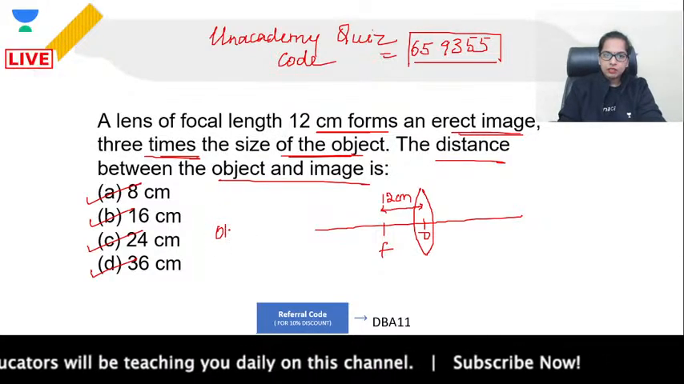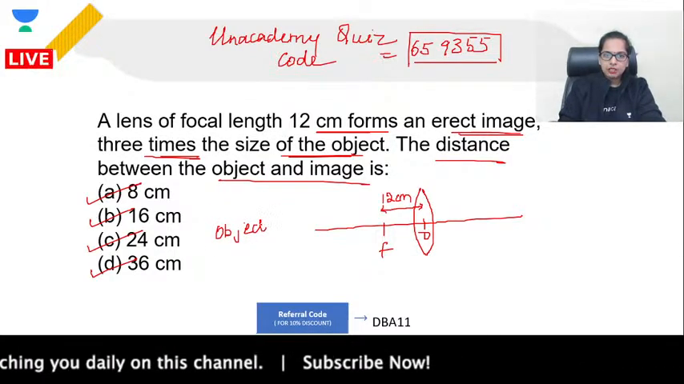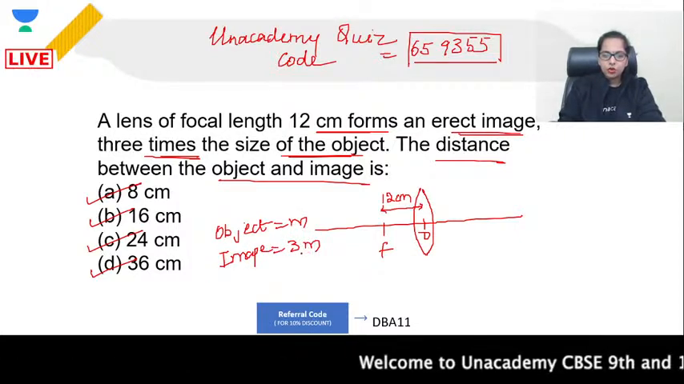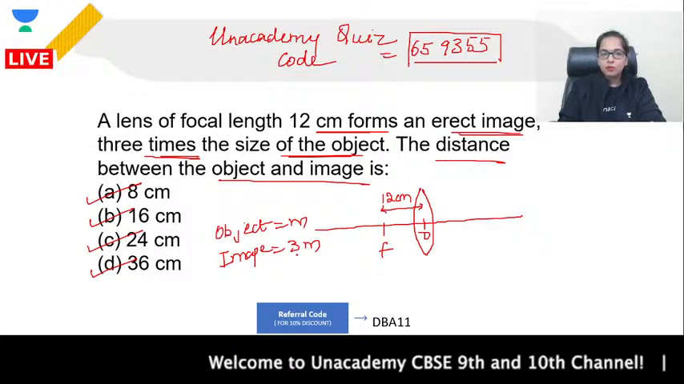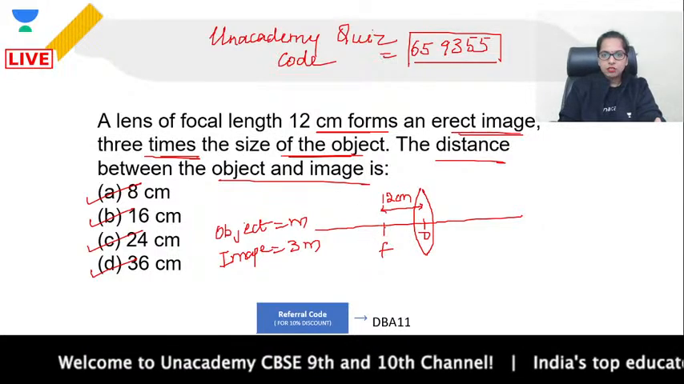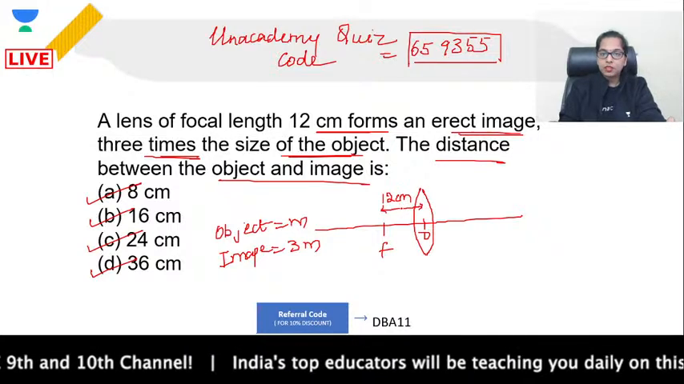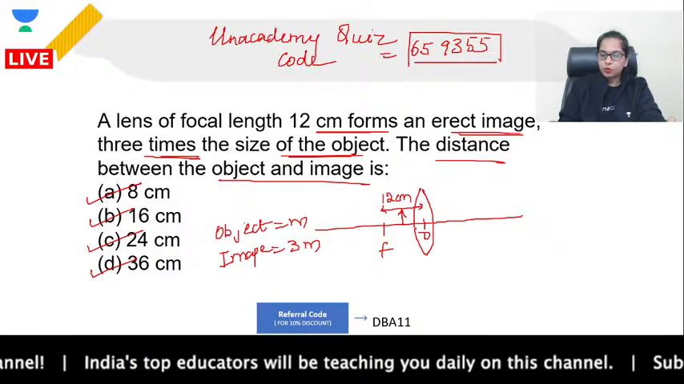Consider the object size as M. We are considering the object size as M. Image size will be how much? It will be 3 times the M. So the lens to the object distance: where should the object be kept? Object should be kept between F and O, right?